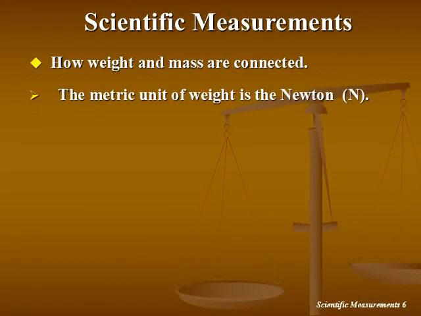The connection between weight and mass can be easily calculated. The metric unit of weight is the Newton, designated by the capital letter N. The unit was named after Sir Isaac Newton, a British mathematician, astronomer, and physicist, who is widely recognized as one of the most influential scientists of all time.